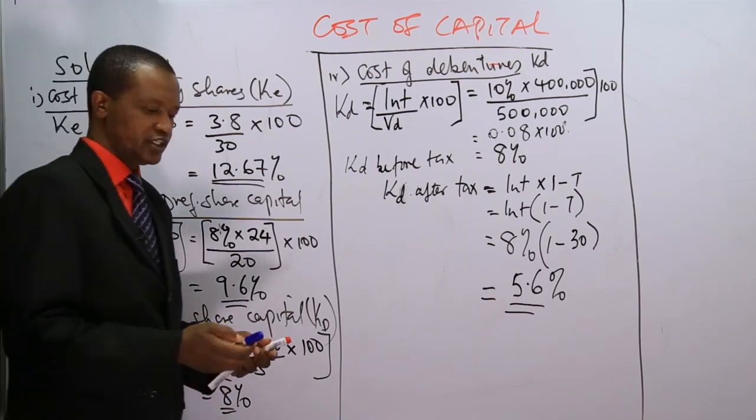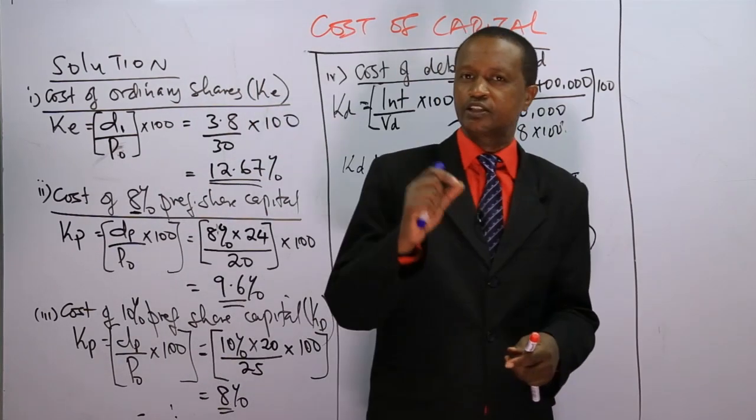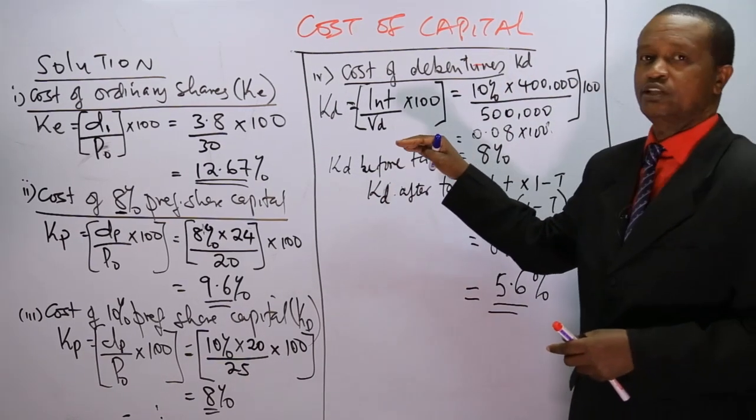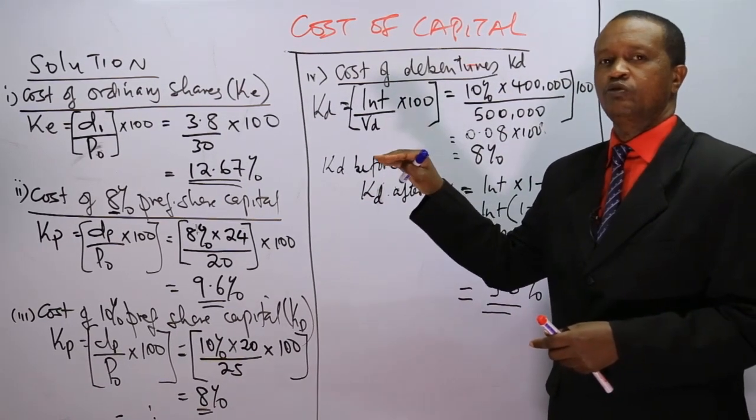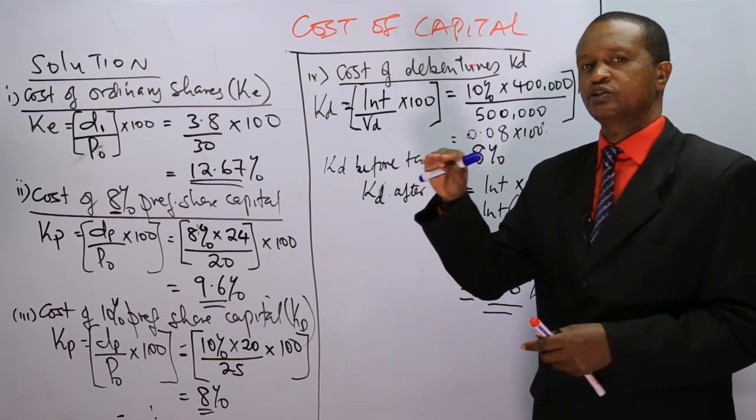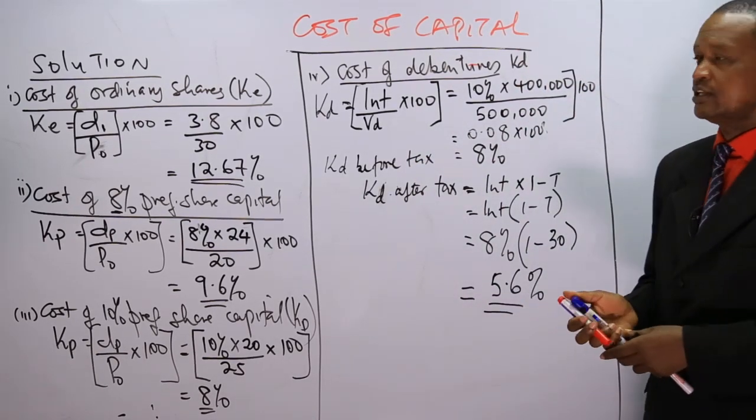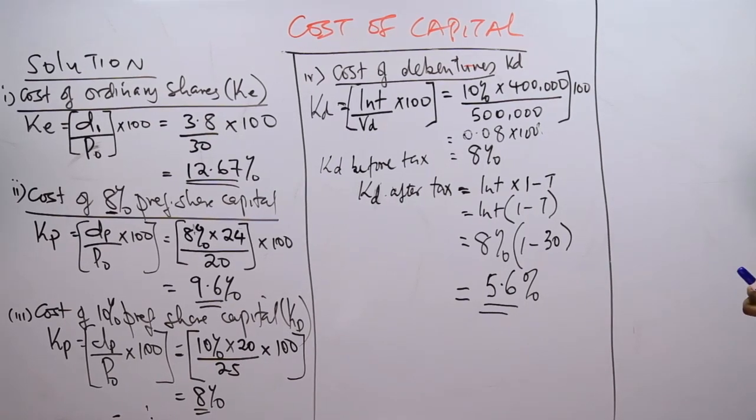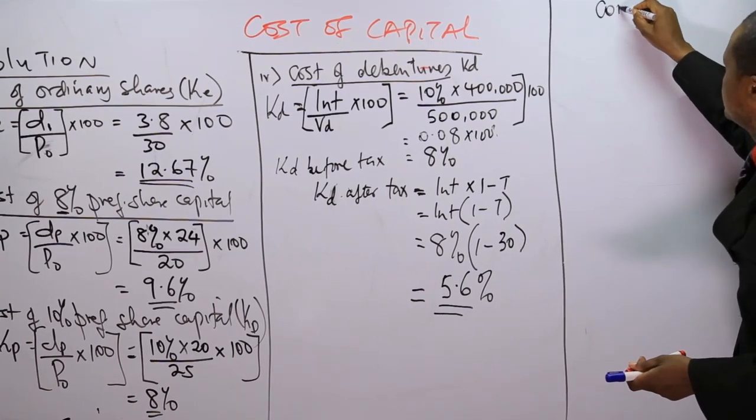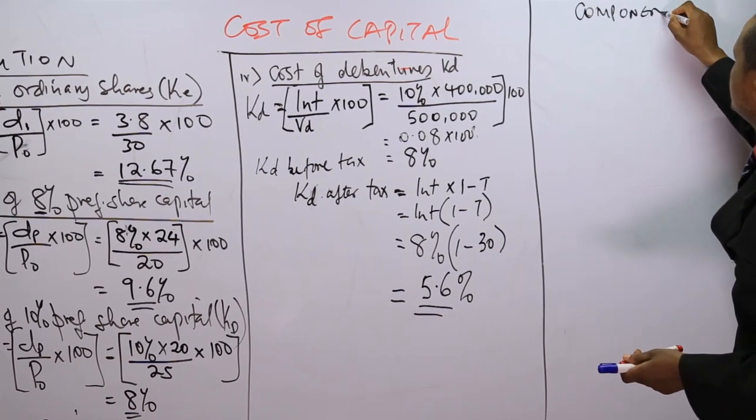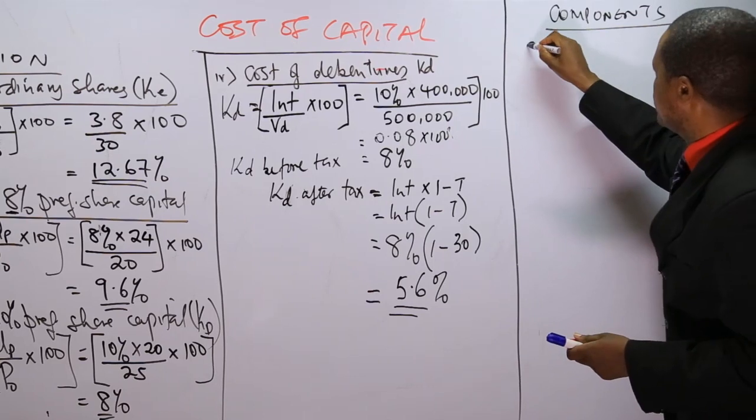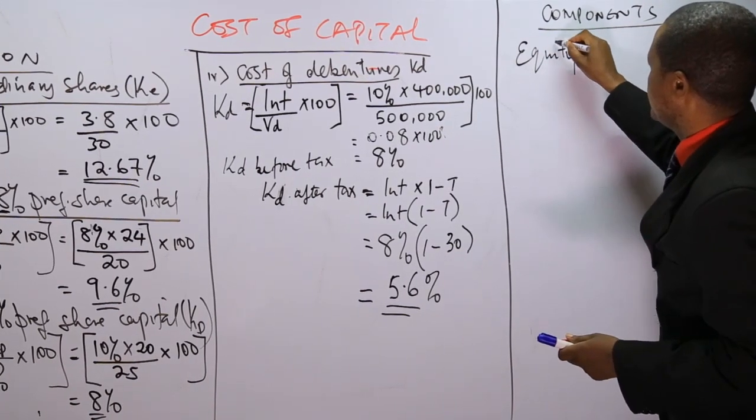So that brings us to the end of our lesson. Remember, in today's lesson, we have introduced a subtopic, which is the computation of the various components of capital. And we say that there are 3 main components of capital. The first component is equity.